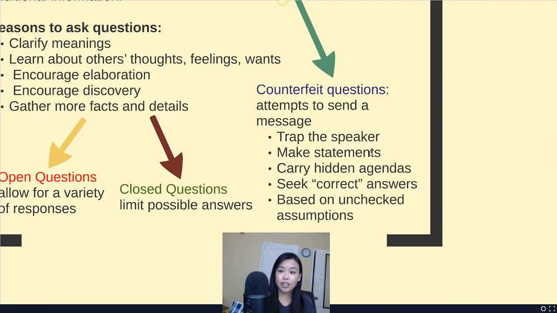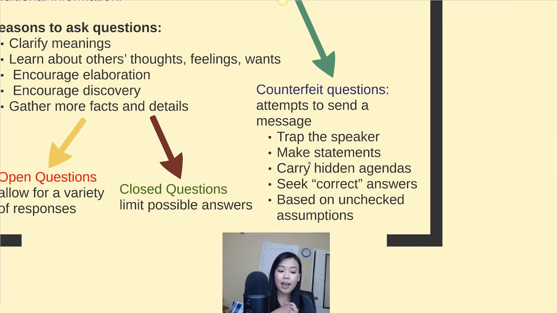We also engage in counterfeit questions. This is when people try to throw you questions after the fact, to trap you, to make statements that carry hidden agendas that push correct answers, meaning the answers they want to hear. And it's usually based off unchecked assumptions, right?